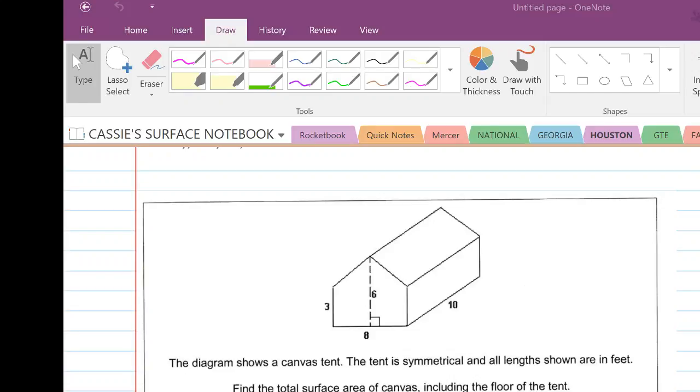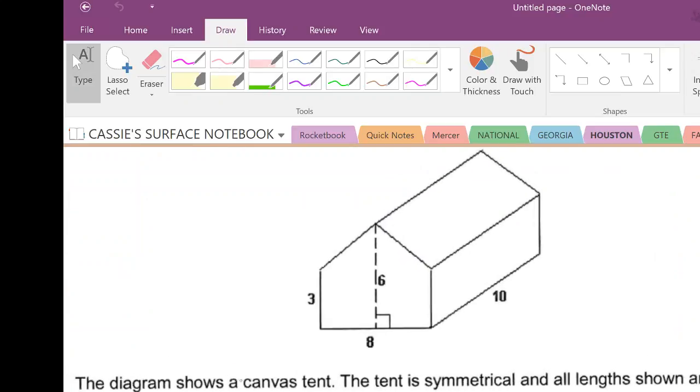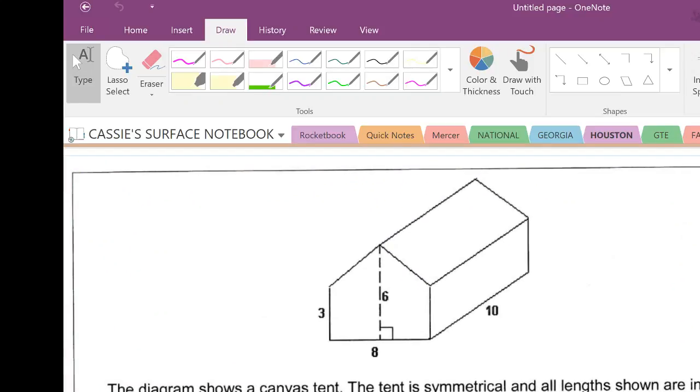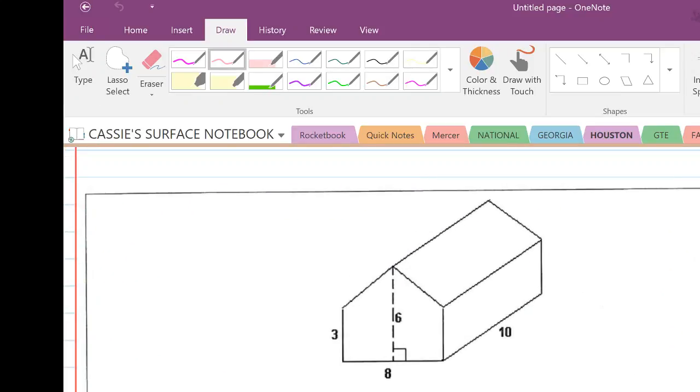Okay, this is question 53. We're almost done. This one, the biggest issue that we saw with this is just being careful. By the way, it includes the floor of the tent. It actually says that. So let's take a look at that. This one right here, this face, there's more than one way that you could calculate it, but most people chose to do it like this.